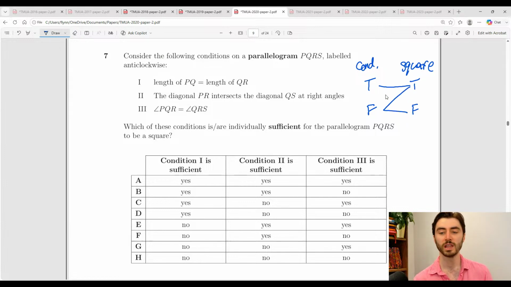So the question really becomes, can this condition be true and I end up anywhere else other than a square? So in this case, yes, I can end up on a rhombus.